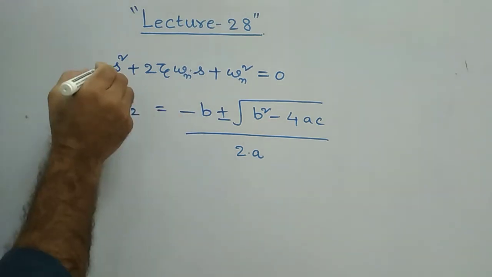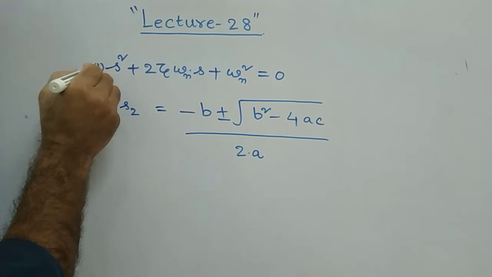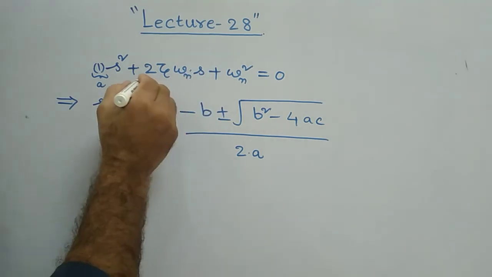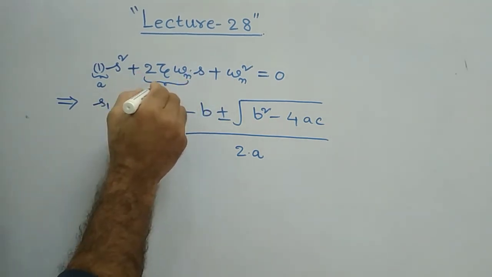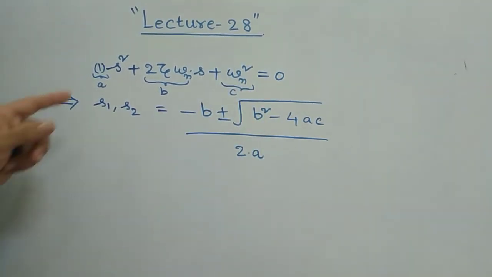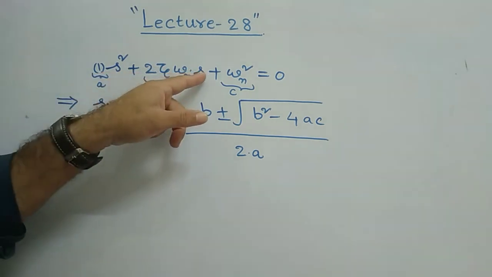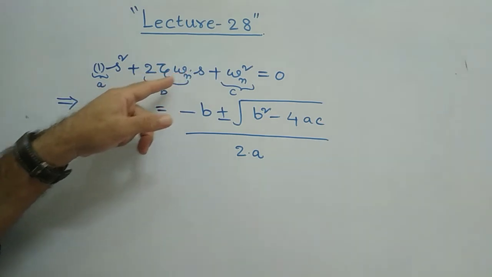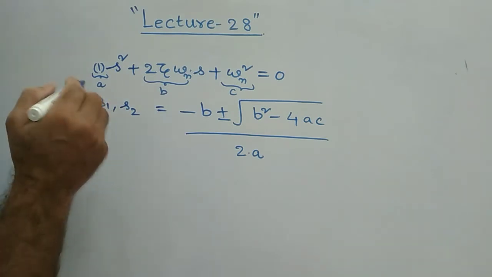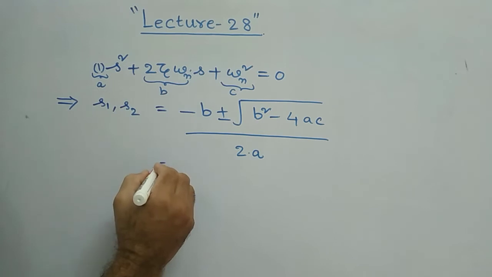So here what is a? The s square coefficient. Here nothing is there, so you take 1 as a. The s coefficient, that is 2 zeta omega n, consider this entire coefficient as b, and of course omega n square as c. Substitute these a, b, c values in this particular expression.